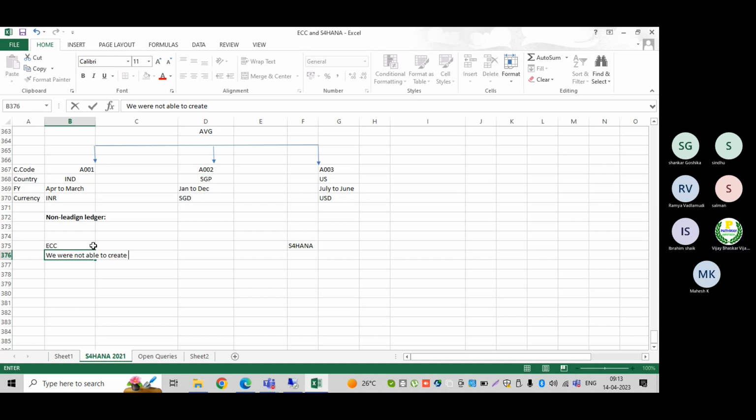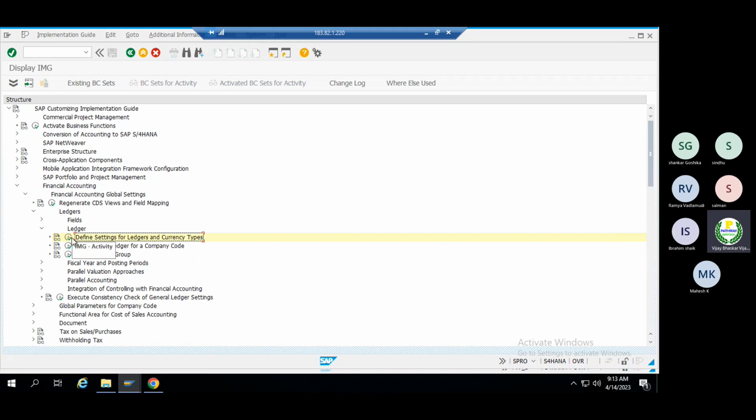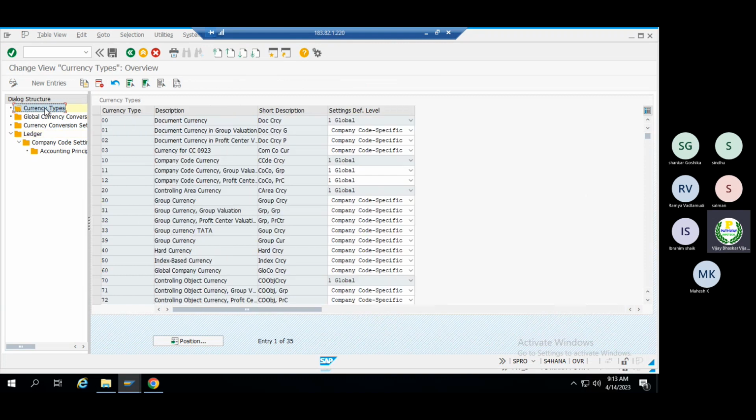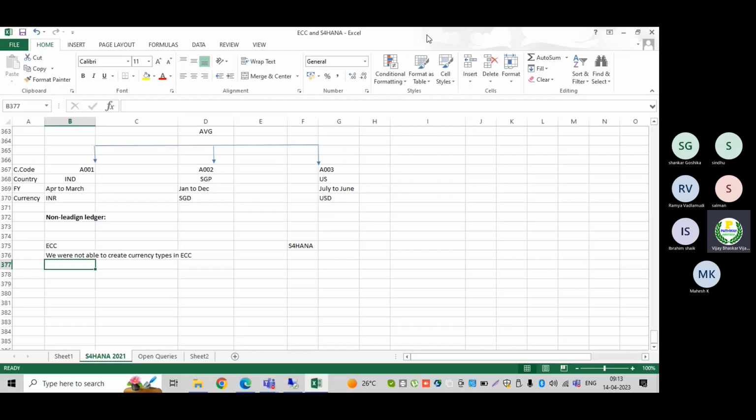Currency types in ECC. Currency types are nothing but, now I have created one currency, the group currency which I have created. I am talking about this one. If I want to create these currency types in the ECC system, this option was not available in ECC.